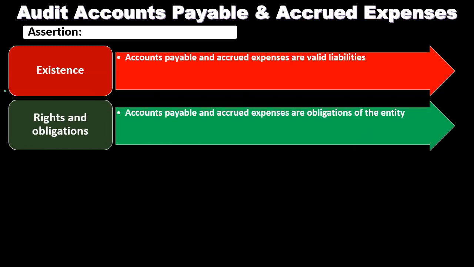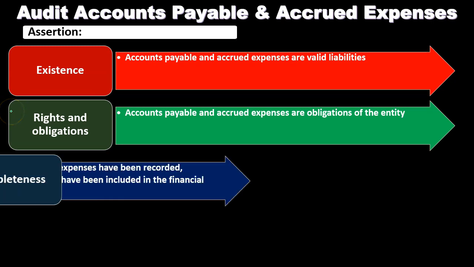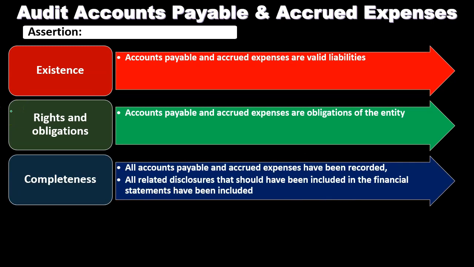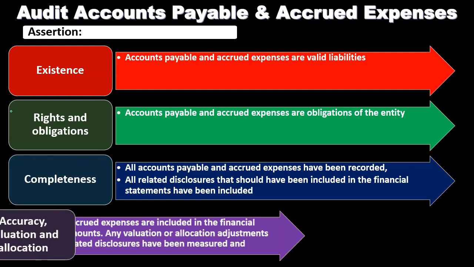Are they valid? Rights and obligations with regard to accrued expenses. Accounts payable and accrued expenses are obligations of the entity, so we want to be able to say that these accrued expenses are for the entity. Completeness, the assertion of completeness. All accounts payable and accrued expenses have been recorded. All related disclosures that should have been included in the financial statements have been included.